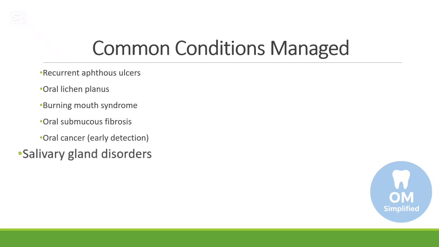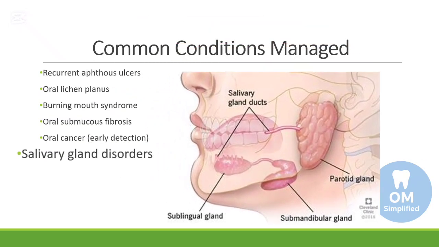Then we also deal with salivary gland disorders that can be related to any of the three major or minor glands. The major glands are in pairs, which are parotid, submandibular glands, and sublingual gland. And we also have some minor salivary glands, which can be present on the roof of the mouth. But minor salivary glands do not mean that they cannot be associated with diseases. Oral medicine deals with the diseases and conditions that are associated with major as well as minor salivary glands.